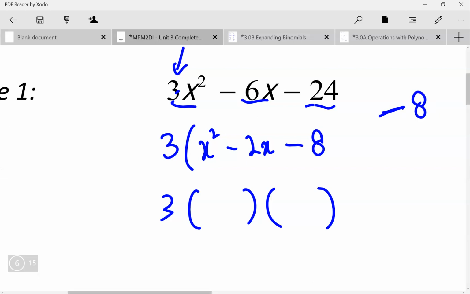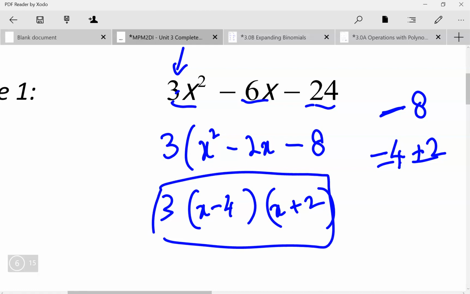Because it's a negative 8, I have to subtract to give me negative 2, and I can automatically see that it's not 5 and 3, but in fact 4 and 2, because 4 and 2 multiply to give me negative 8, and subtract to give me 2, and the negative has to go in front of the 4, because it's a negative 2. So x minus 4 and x plus 2. And this is my final factored form.